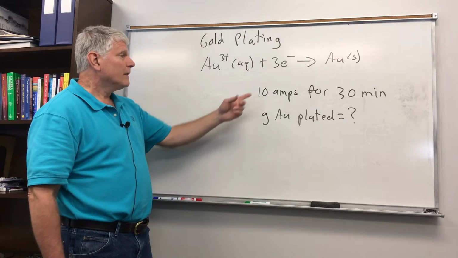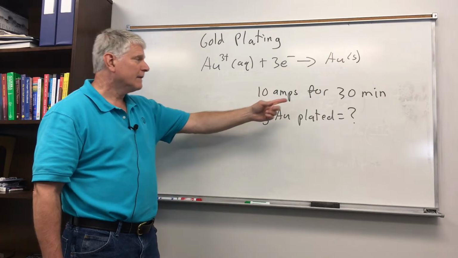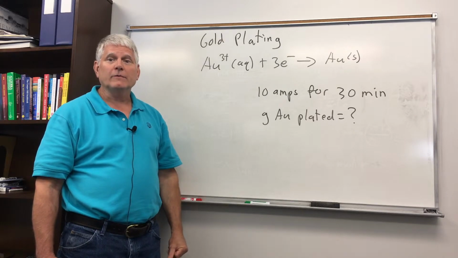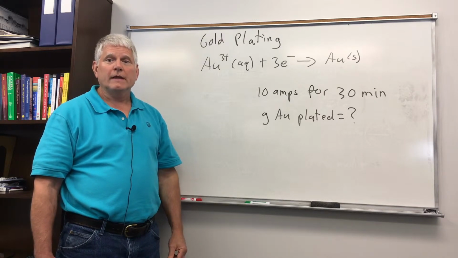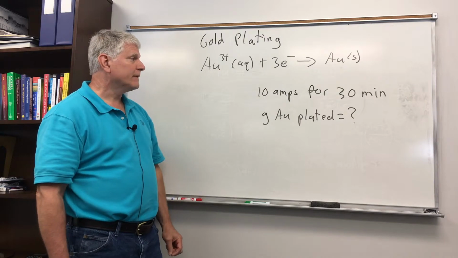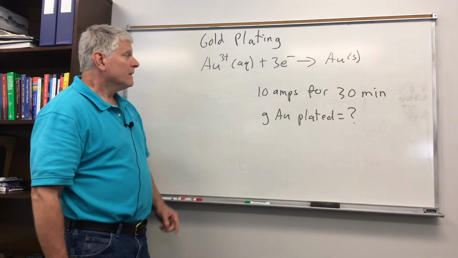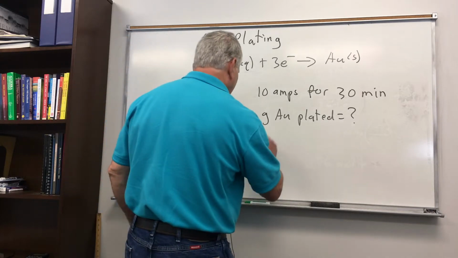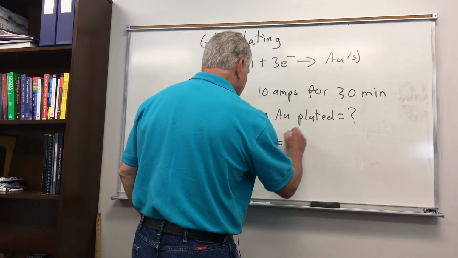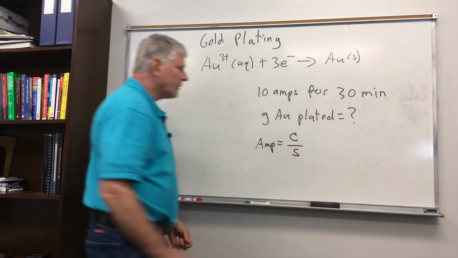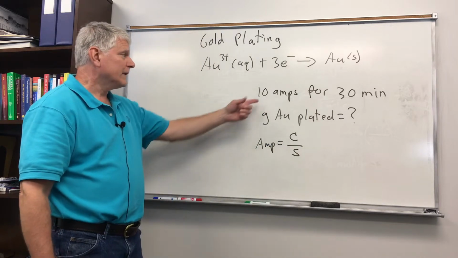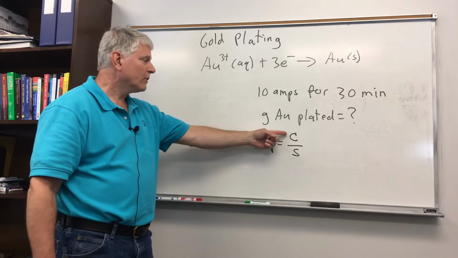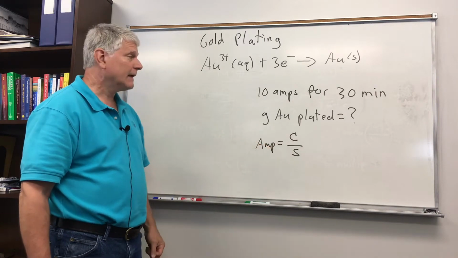Now, from the current and the time, we can tell exactly how many grams or moles of gold is plated out. So let's do an example with this. So remember, current in amps. So an amp is equal to a coulomb per second. So if we have 10 amps of current, we're running 10 coulombs of charge every second.